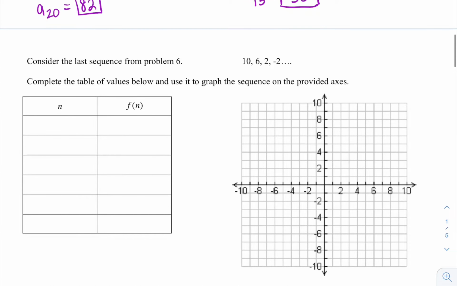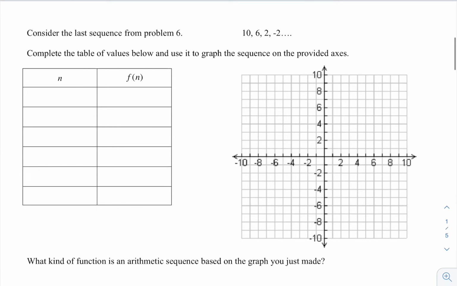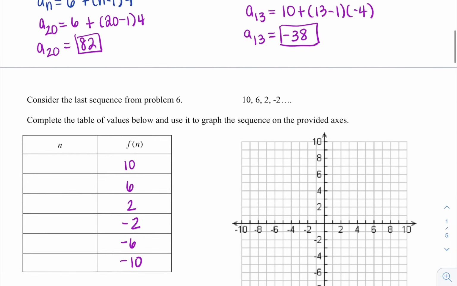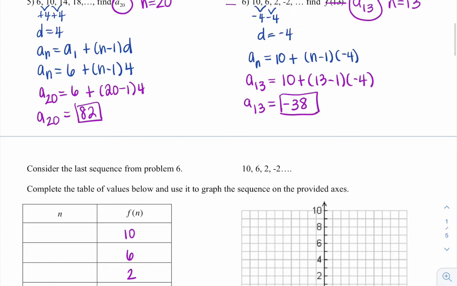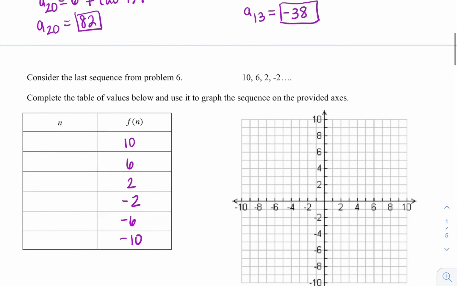Consider the last sequence from problem number 6, the one that went 10, 6, negative 2, etc. So these are my function values: 10, 6, 2, negative 2. If I kept going with that pattern, that would be negative 6, negative 10. Looking at this example in number 6, my first term had been 10, my second term had been 6, my third term had been 2.